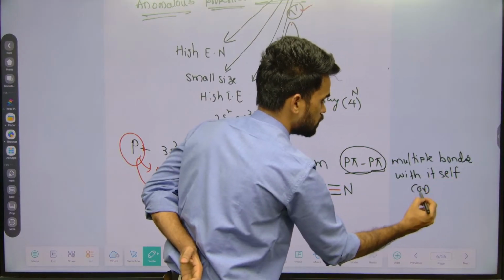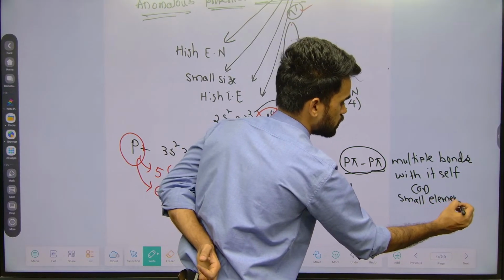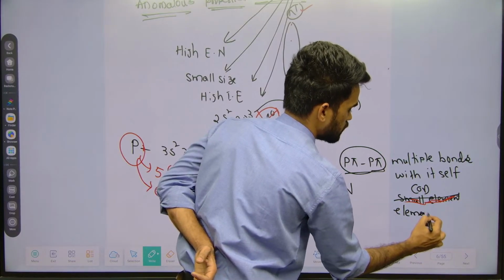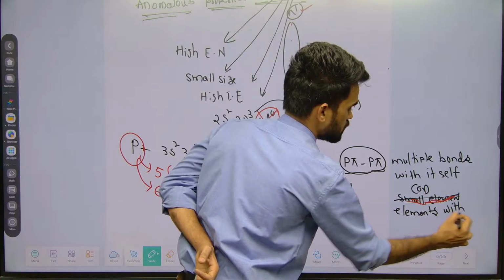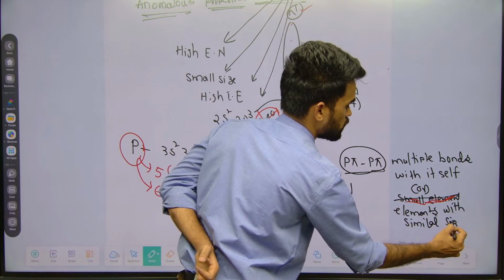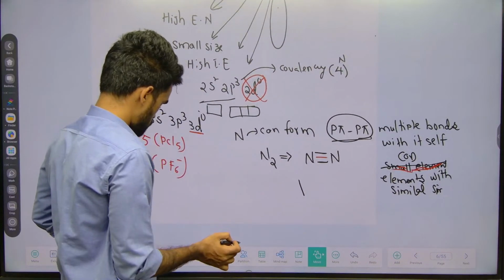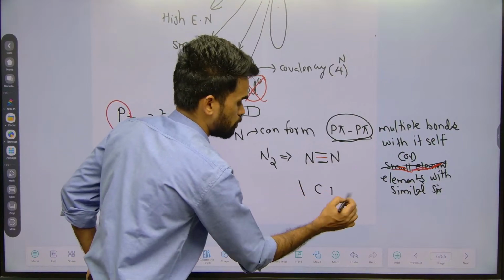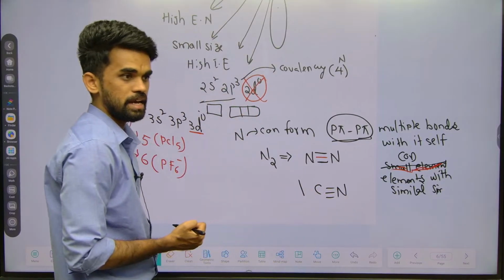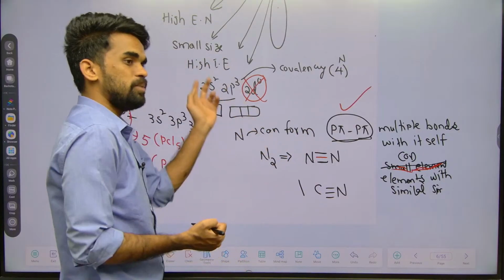or with smaller elements like it, or elements of similar size. Similar size elements, you tell me. For example, carbon. Carbon and nitrogen can make multiple bonds, like in cyanide. Here also what type of bond is it? p pi.